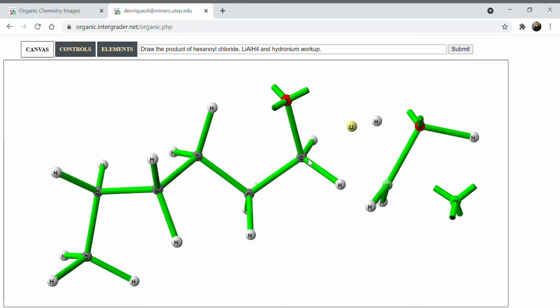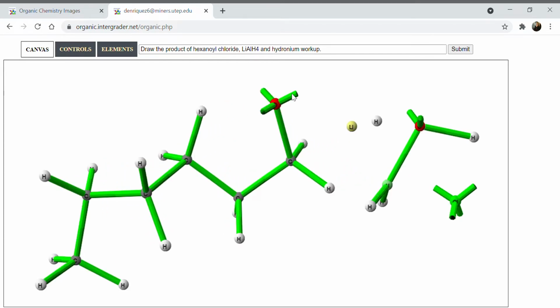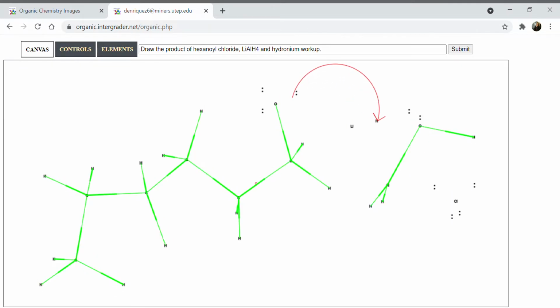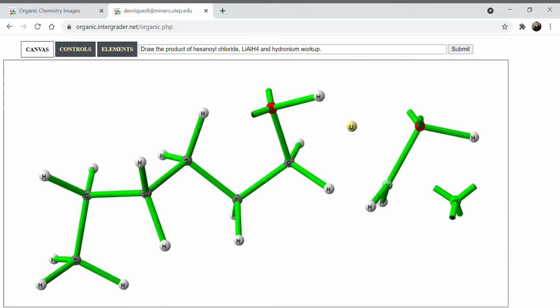This carbon is neutral charge, but this one is a negative charge. So I'll go ahead and take this lone hydrogen, hit arrange, and that's the whole process. So it's a lot of steps.